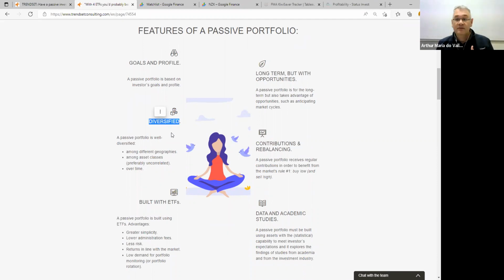Try to have different asset classes. Maybe you can have stocks, you can have bonds, you can have real estate, and also you can have different geographies. We mentioned here the New Zealand index, but you can go for the US market, you can go for the emerging markets, such as Brazil, Mexico, China, and other countries. So you can have companies in those places as part of your portfolio.